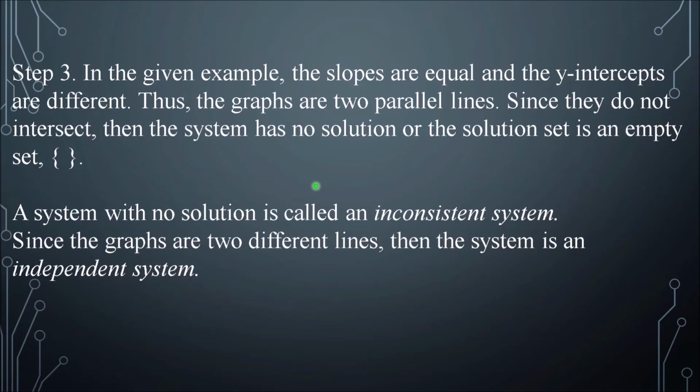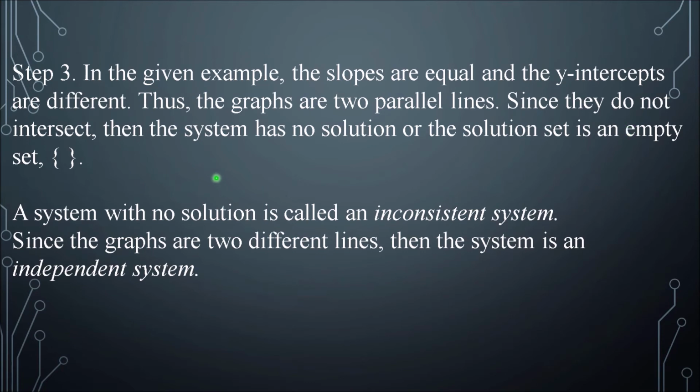Let's proceed to step number 3. In the given example, the slopes are equal and the y-intercepts are different. Thus, the graphs are two parallel lines. Since they do not intersect, then the system has no solution. Take note.